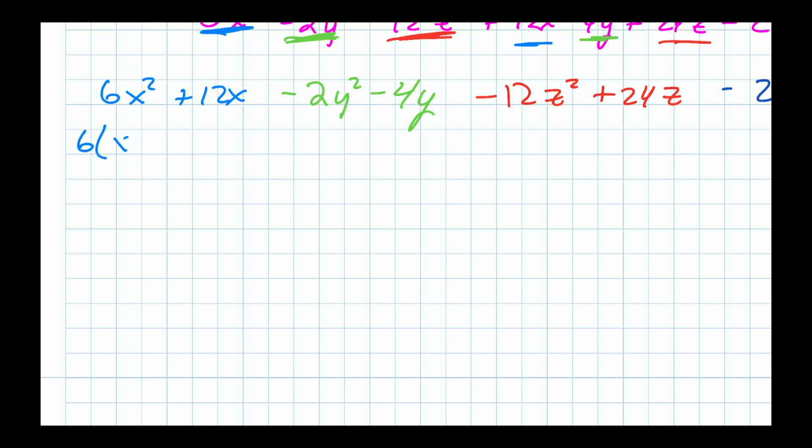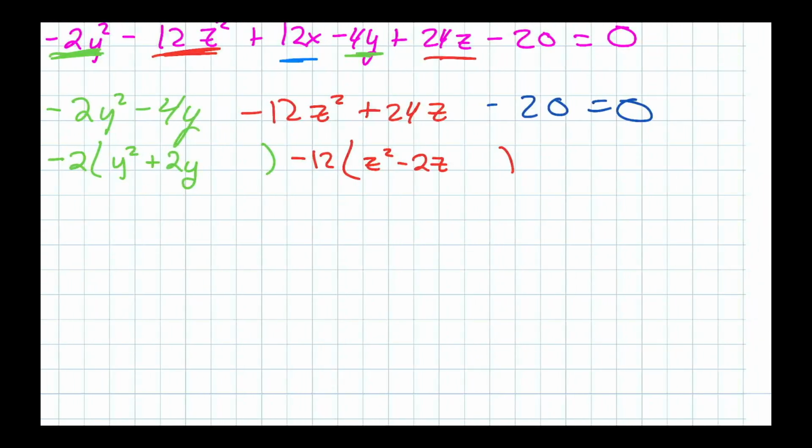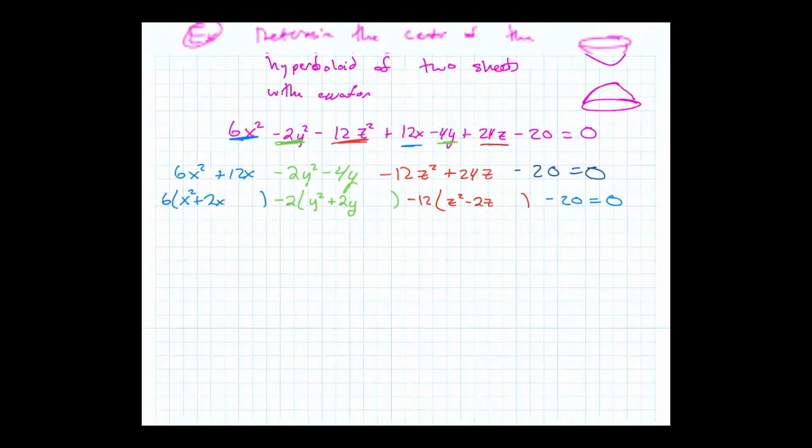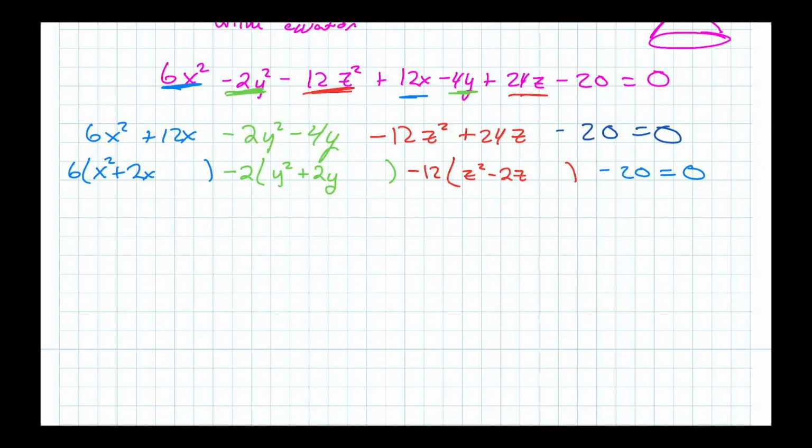So you go like 6x squared plus 2x, leave some space. And then for the y here, factor out a minus 2, and you'll have y squared plus 2y, leave some space. For z, factor out a minus 12, and you'll have z squared minus 2z, leave some space, and then you got minus 20 equals 0, right? I just factored out the constant because that gets in the way when you're completing the square.